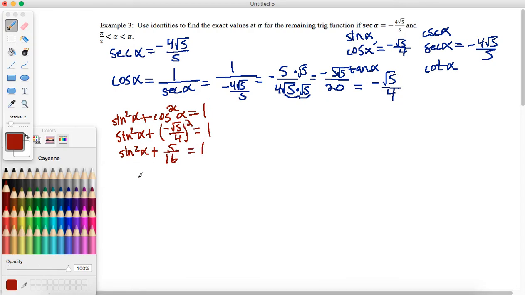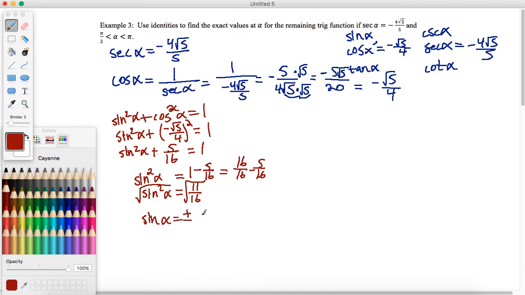I want to solve this equation for sine. I'm going to isolate the sine squared term. That'll be 1 minus 5 over 16. If I continue to simplify that, that'll be 16 over 16 minus 5 over 16, or we would say 11 over 16. I take the square root of both sides, and I get sine of alpha equals plus or minus square root of 11, and the square root of 16 is 4.